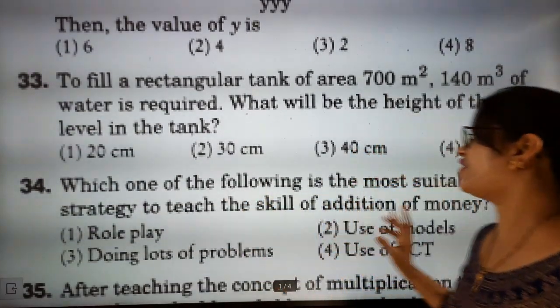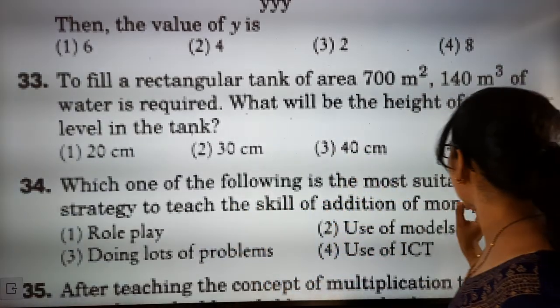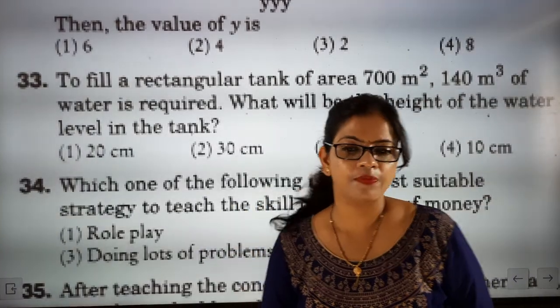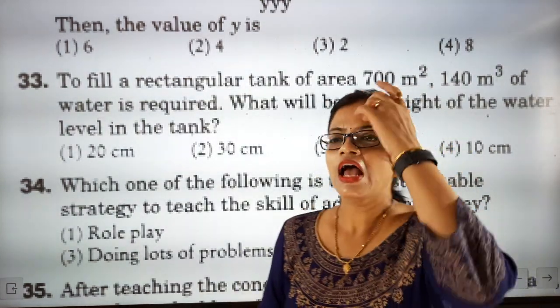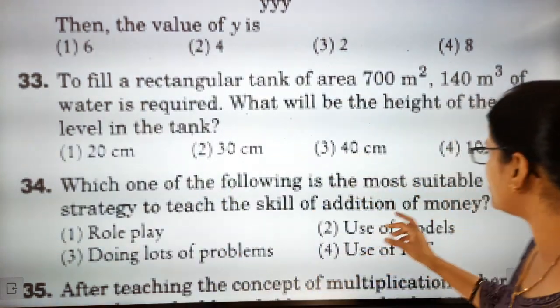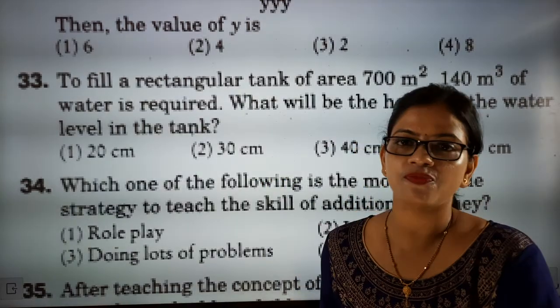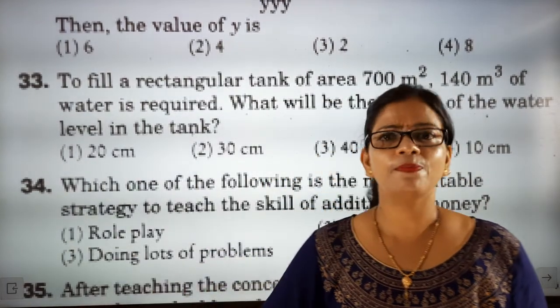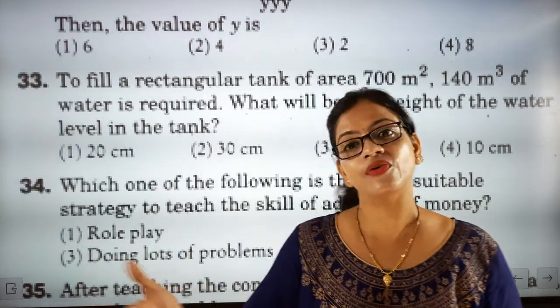Which of the following is the most suitable strategy to teach the skill of addition of money? Now look here. What is addition of money? Like small children, a small child is there and you are teaching that small child the addition. Means here what you are teaching? Addition of money. Not simple addition, you are teaching addition of money, like 5 rupee plus 2 rupee, 5 rupee plus 50 paise will be, what will be the value?